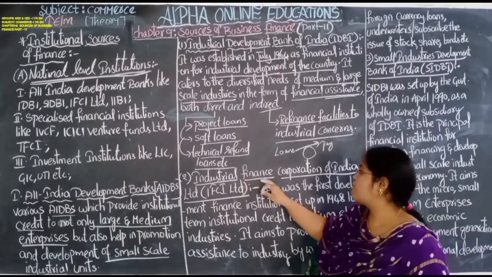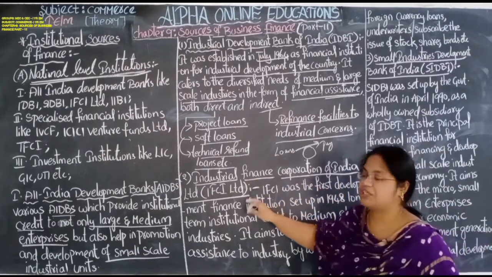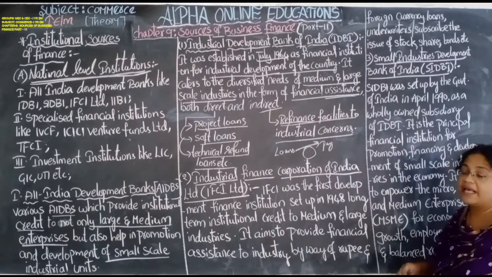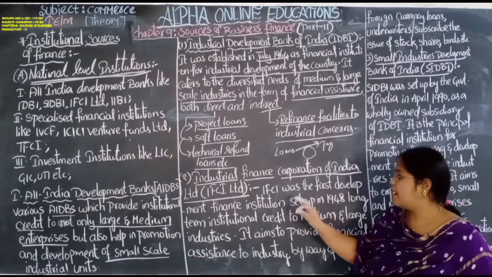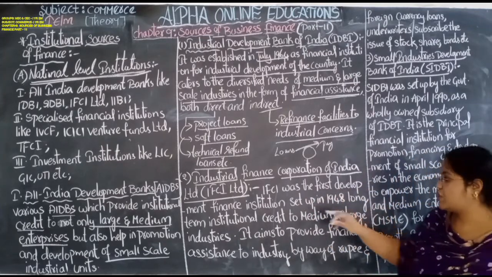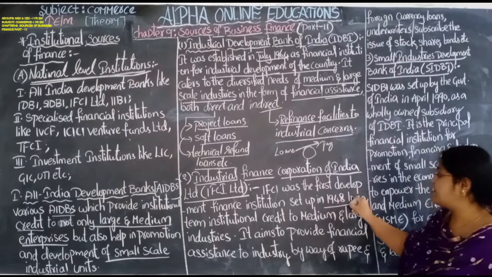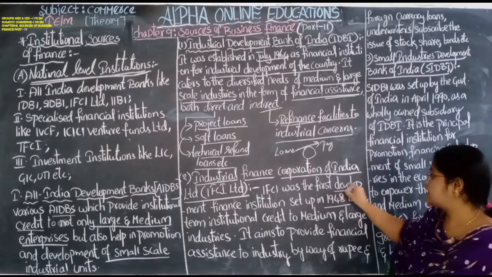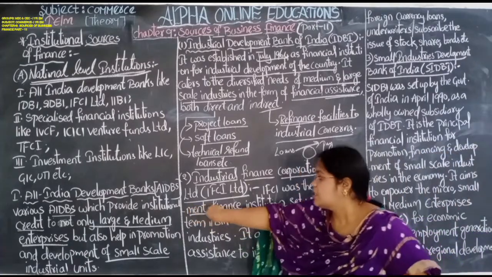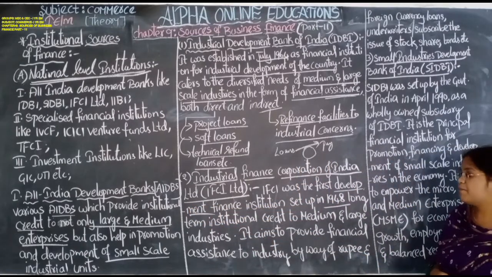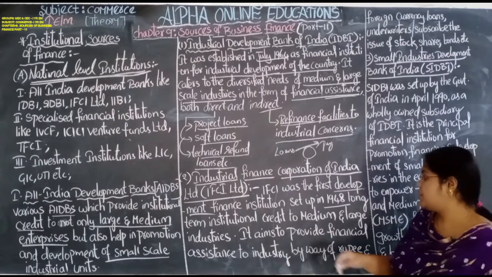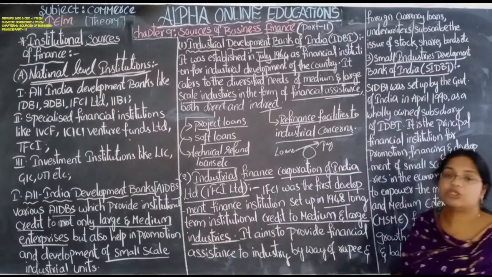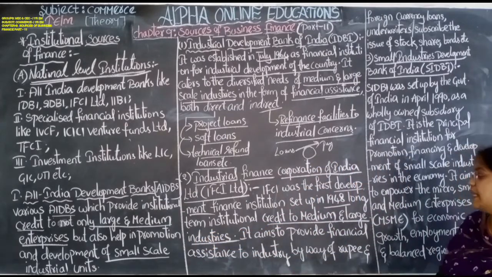Next, the Industrial Finance Corporation of India Limited, that is IFCI Limited. IFCI was a development financial institution set up in 1948. It was started for development purposes. It provides long-term institutional credit to medium and large industries. It provides credit to medium and large scale industries.